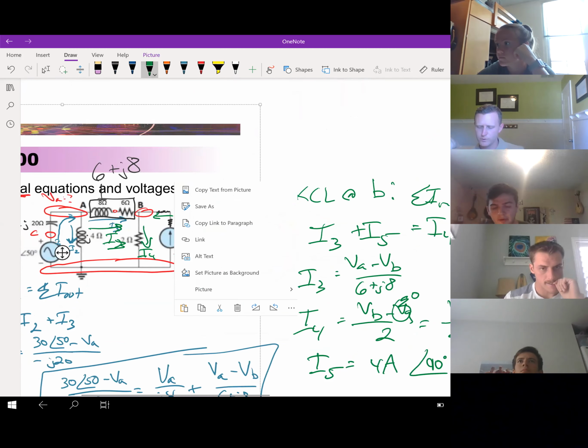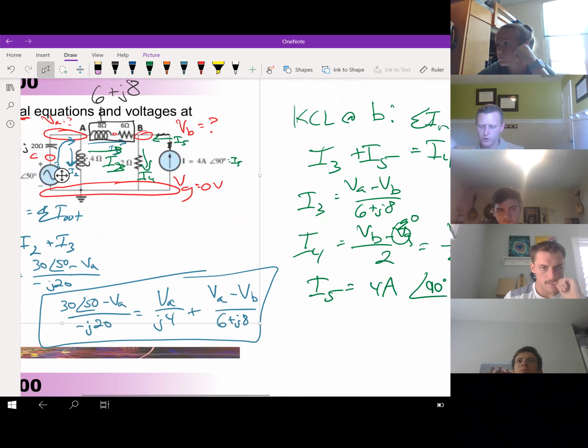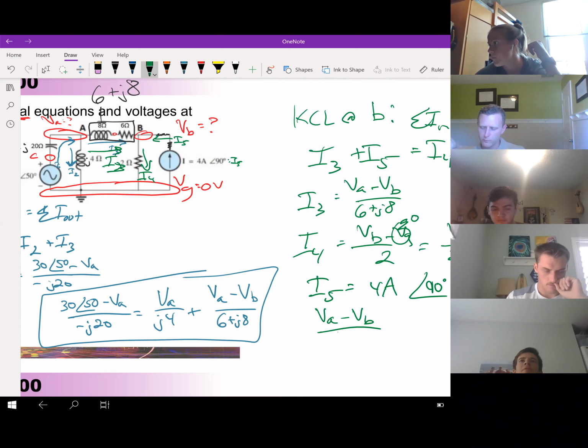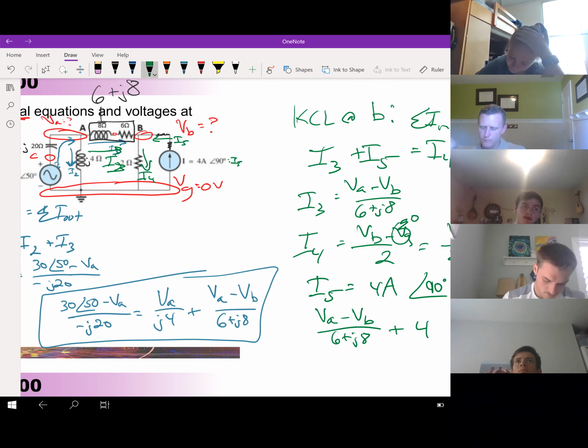Okay, so with current sources, I know the current, just plug it in. I put all of them together: I3, VA minus VB over 6 plus J8, plus I5, 4 amps, angle 90, equals VB over 2.